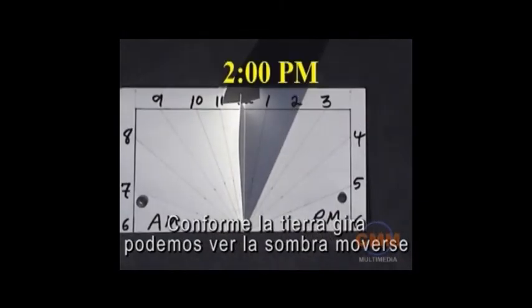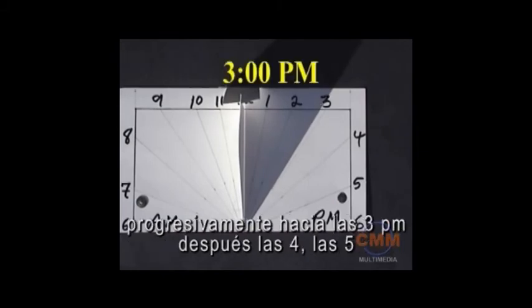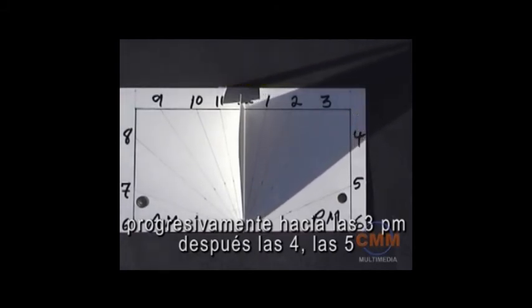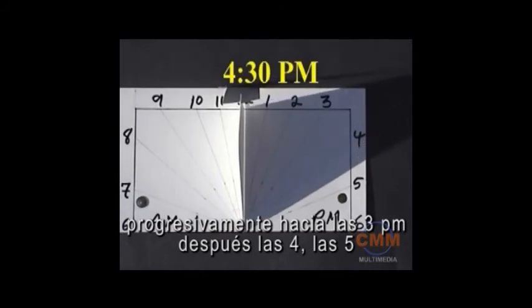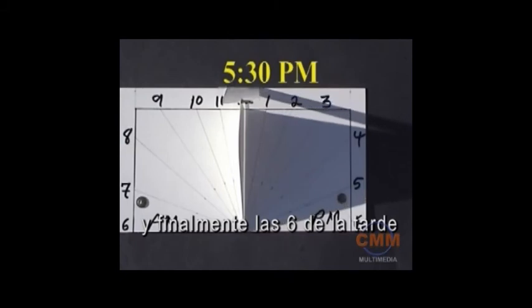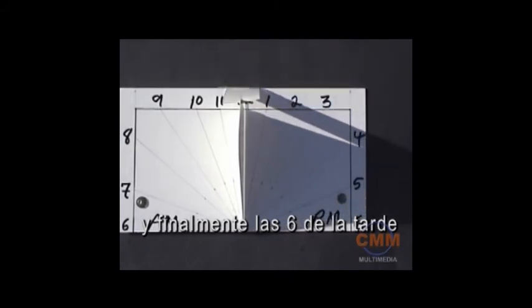As the Earth turns, we can watch as the shadow progresses, moving towards 3 o'clock, 3 p.m. Moving on past 3 p.m. to 4 p.m., 5 p.m., and 6 p.m. The last number on our dial.